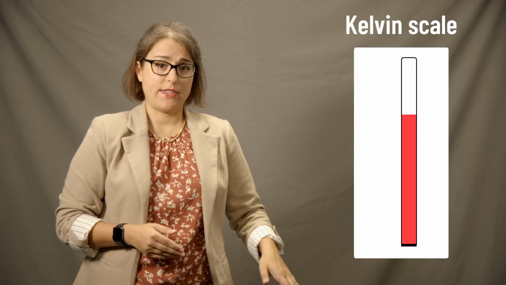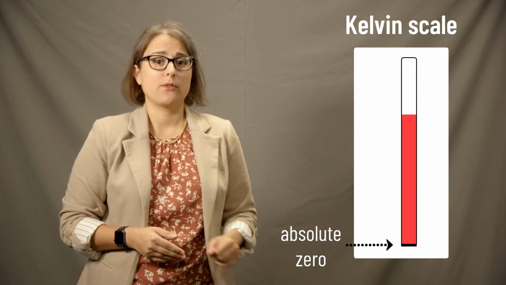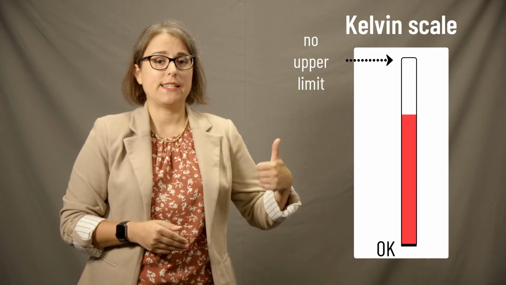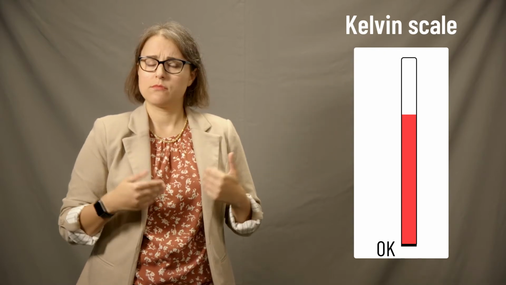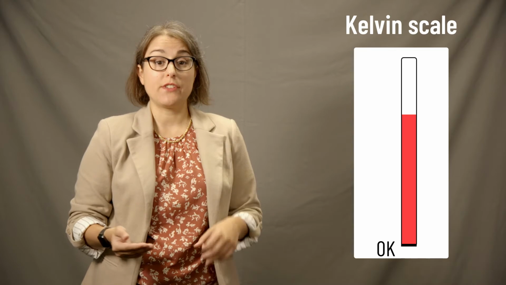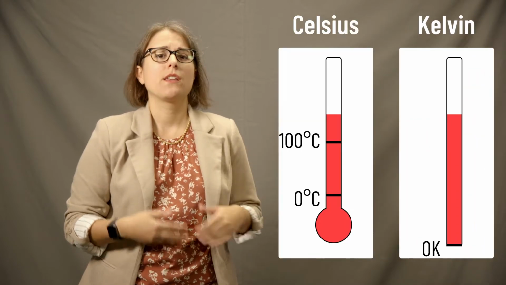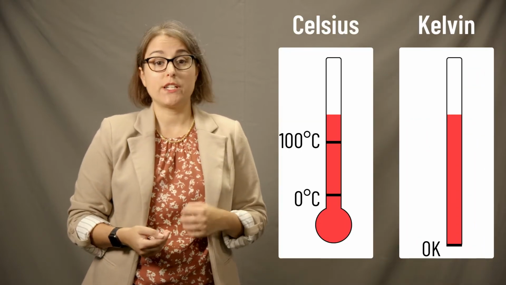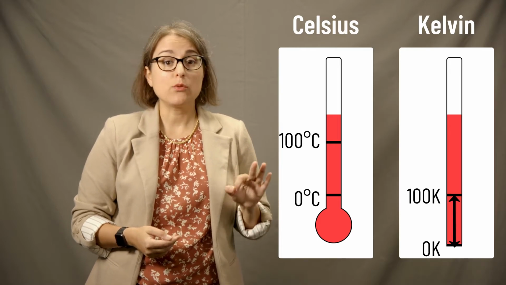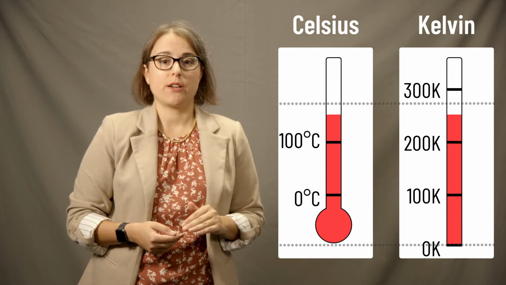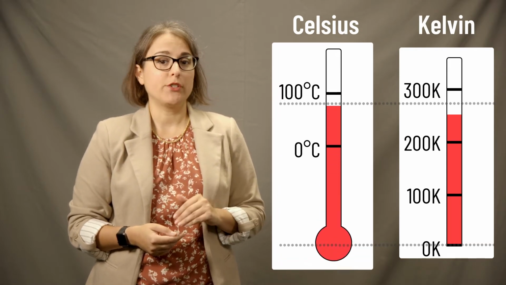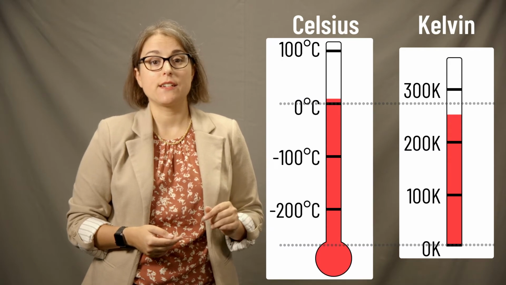The absolute scale that's used in physics is known as the Kelvin scale. The zero end of the Kelvin scale is absolute zero. Because there's no upper limit to the temperature of an object, there is no hot end to the scale. How do we establish the gradations of each unit of Kelvin? The Kelvin scale was developed so that a change in 1 Kelvin is equal to a change in 1 degree Celsius. Absolute zero is equal to negative 273 degrees Celsius.